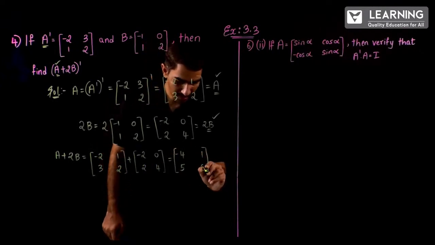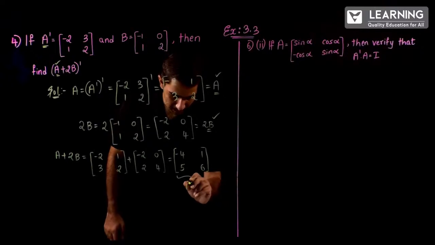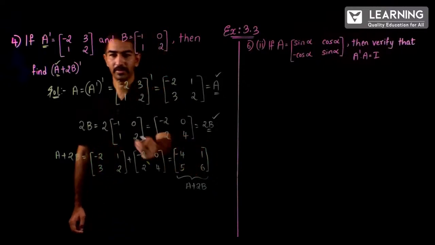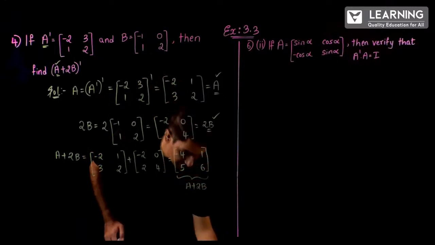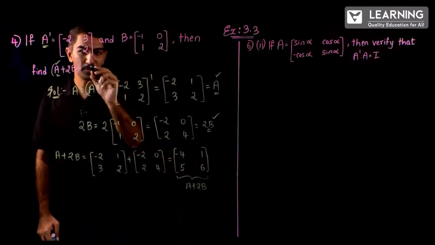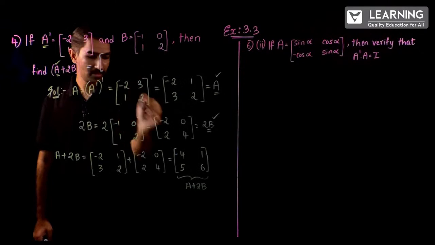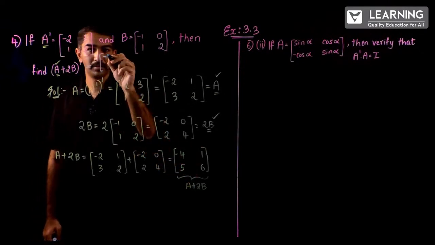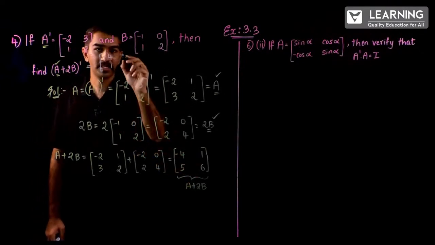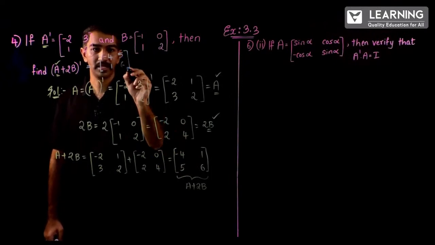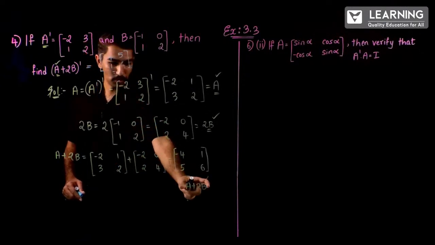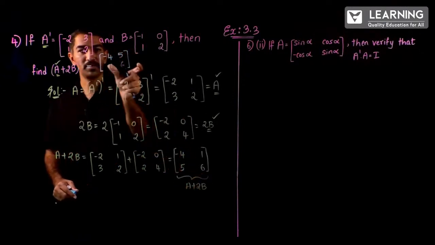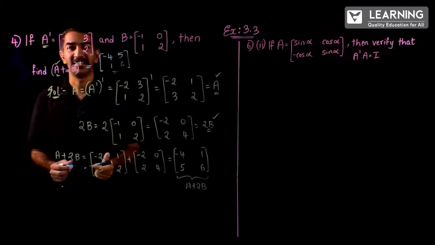What is this sum, students? This sum is nothing but A + 2B. Is this our answer? No, we have to take the transpose of that and that will be our final answer. So the final answer, we'll write it down here: (A + 2B)'. We'll just do the transpose now: [[-4, 5], [1, 6]]. So this is our desired answer. This is what we had to find out. We found A + 2B here, the transpose of this we have written here, and this is our final answer.